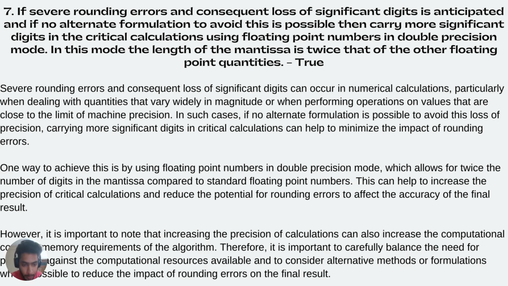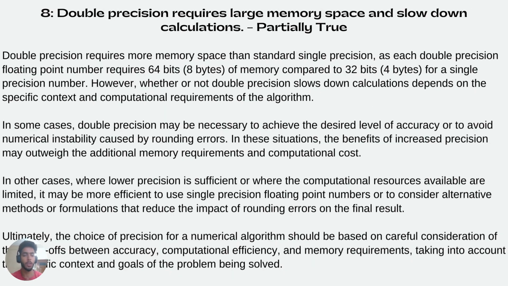Let's go ahead. Double precision requires large memory space and slows down calculation. Again, it's partially true. Double precision requires more memory space than the standard single precision, as each double precision floating point requires 64 bits, which is typically 8 bytes of memory, compared to the 32 bits for a single precision number.